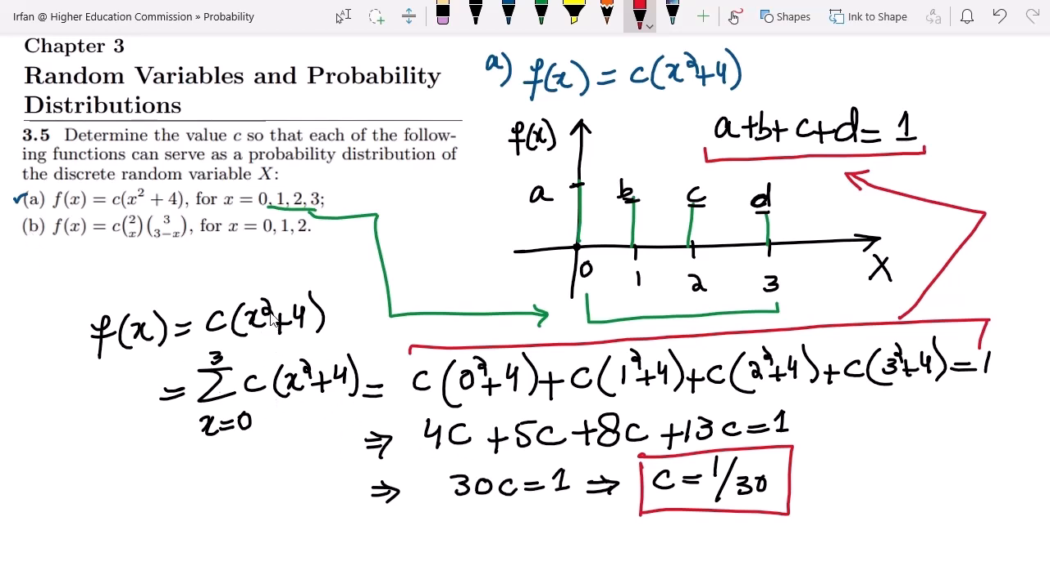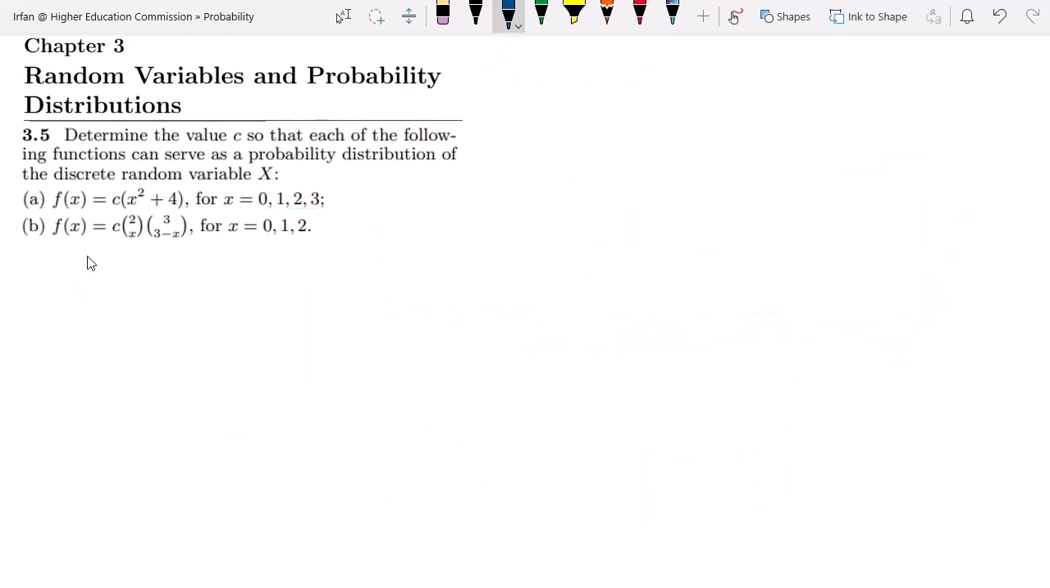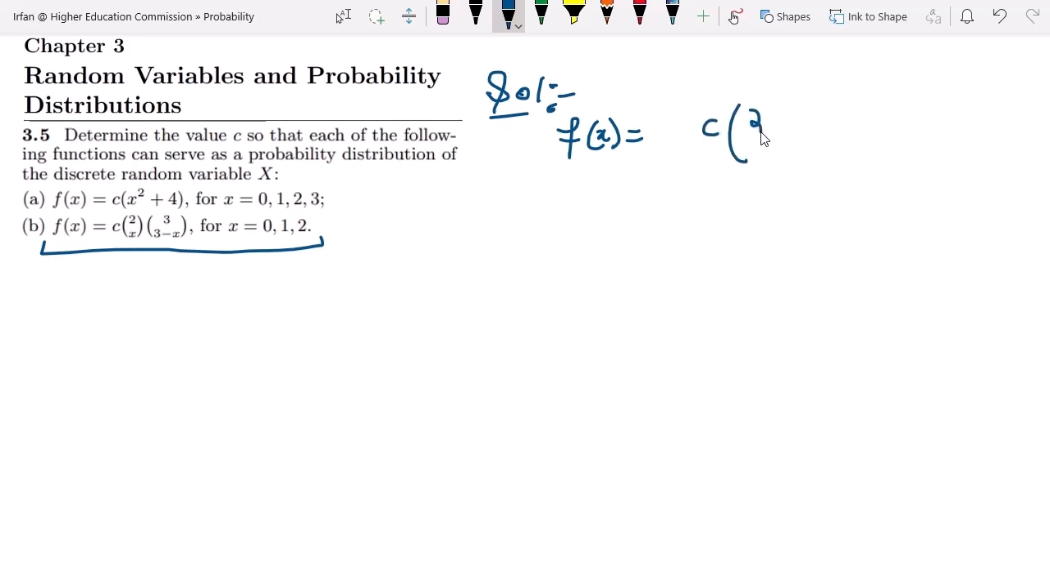Let me move on to part B here. So let me first remove all these things. So in part B, the equation is just like here. Okay? This starts from 0 and ends at 2. So let me solve it. In solving it, what I have to do here, it will be f of x is equal to c times 2 choose x, okay, and 3 choose x. So as it is starting from 0 and ending at 2, and these values correspond with this x, therefore I have to write here x starts from 0 and ends at 2.